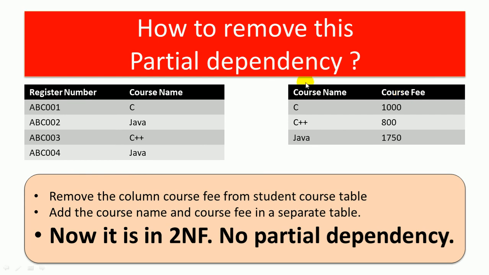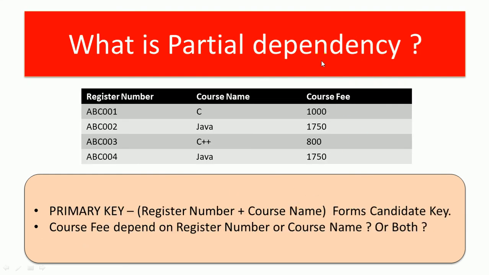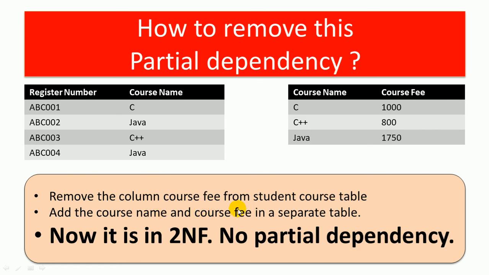So the partial dependency is removed here. This is what we have done: we removed the column course fee from the student course table, and added the course name and course fee in a separate table. That is what we did here. And now these two tables are said to be in second normal form and there is no partial dependency.